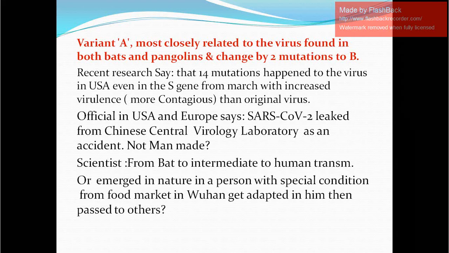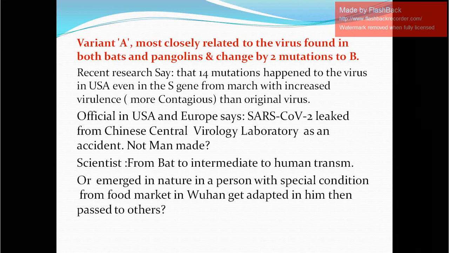Recent research, from a few days ago, says that 14 mutations happened to the virus in the USA, even in the S gene since March, with increased virulence. This means the virus you see in the United States is more contagious and more virulent than the original virus.